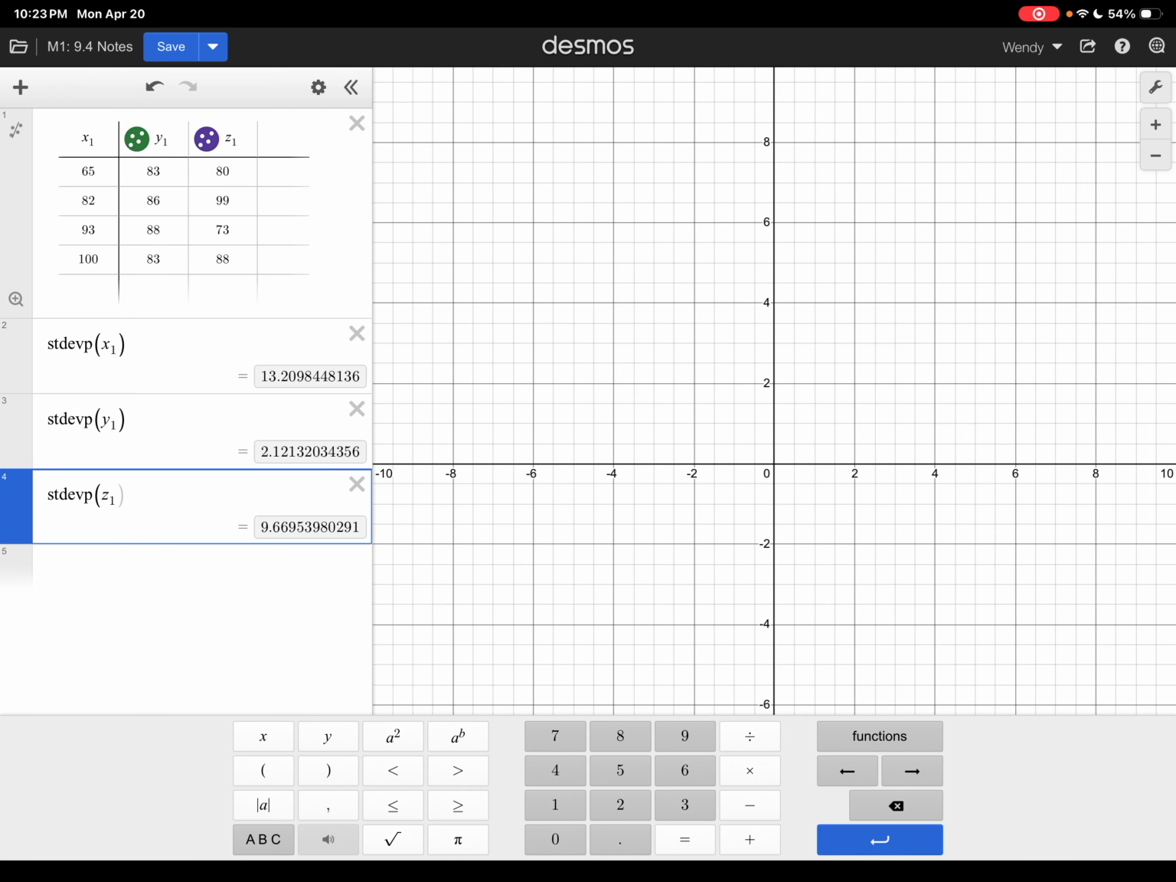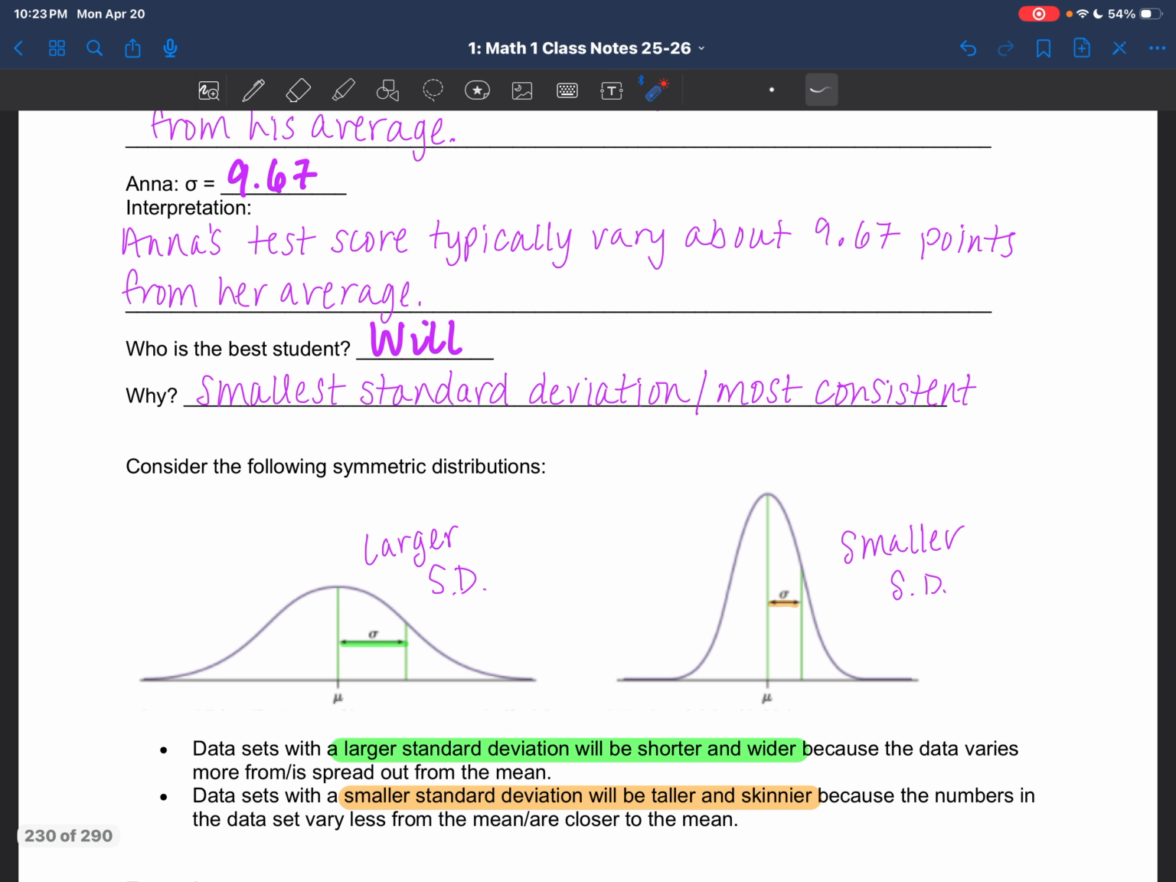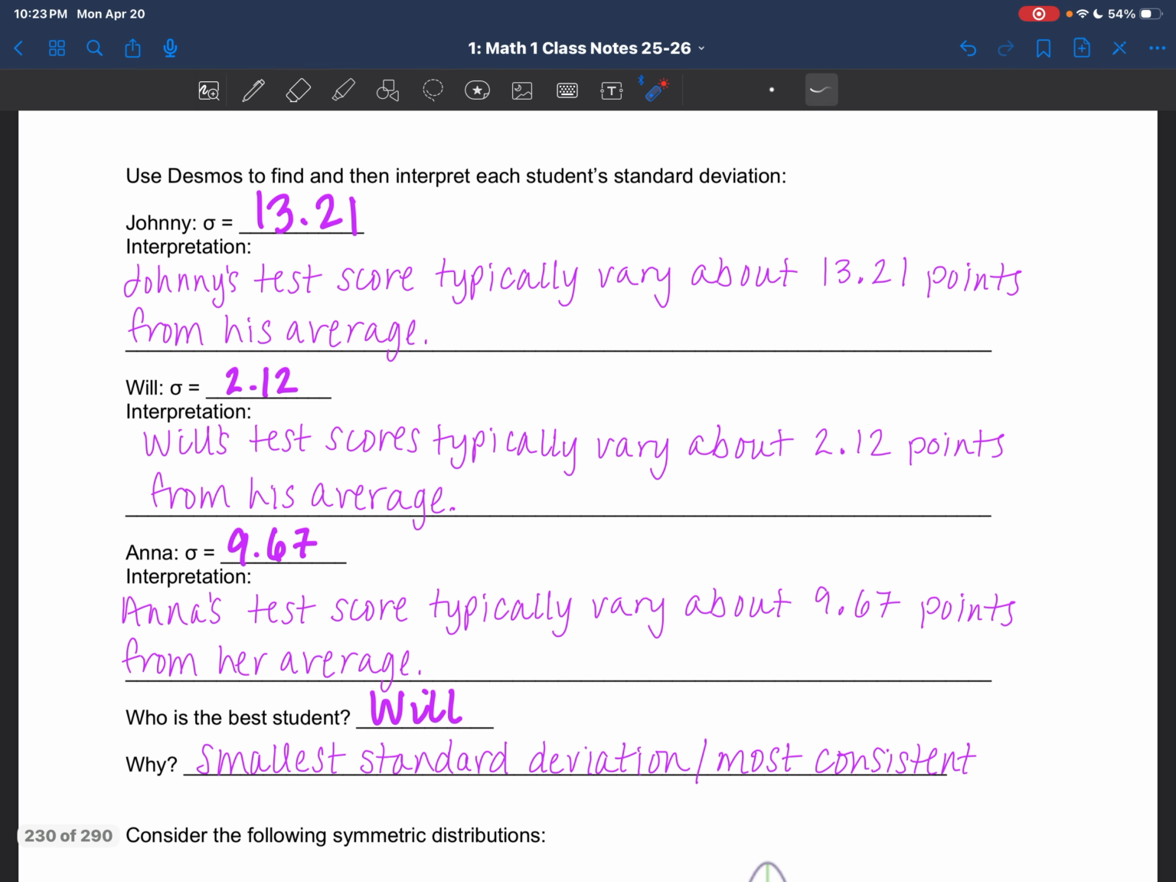And then we got 9.669, so 9.7 as far as those points. So when we go back to here and we're looking at the information, go ahead and make sure you're writing all this down. So we said Will was 2.12, and Anna's sigma was 9.67. So Will had a very small standard deviation from his average, and Anna was kind of in the middle with 9.67 from her average. So based on this information, we're going to say Will was the best student because he was the most consistent and he had the smallest standard deviation of the three.